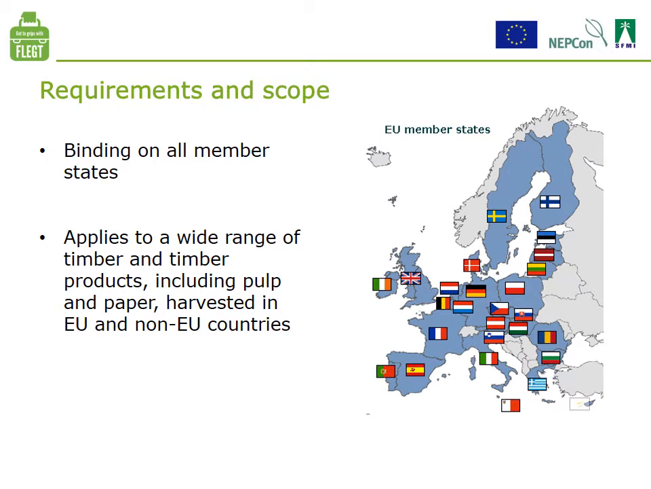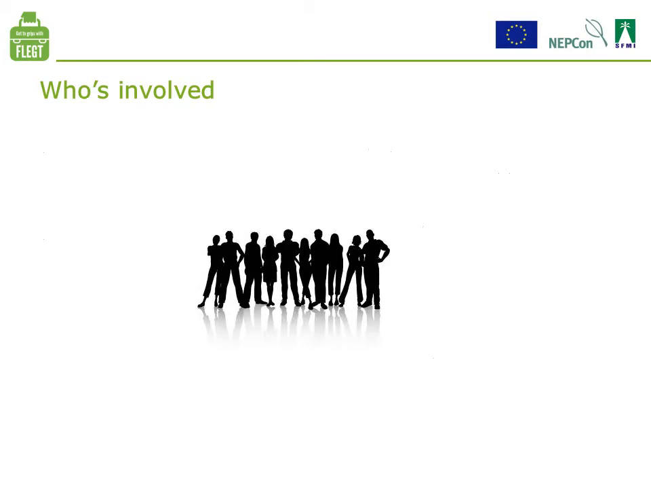The actual product scope can be amended if necessary, meaning it could change in the future. We will look at the scope of products in more detail shortly. Before we get to that, however, we will examine who is involved in the implementation and enforcement of the regulation. Most broadly, there are four main players.